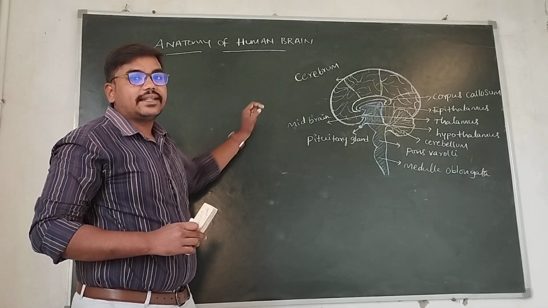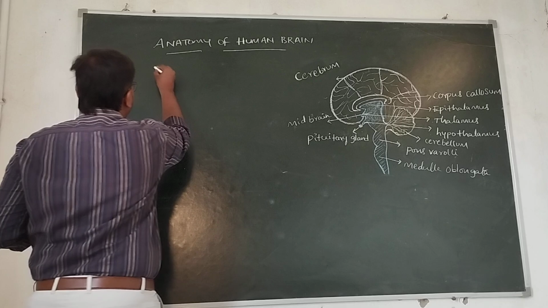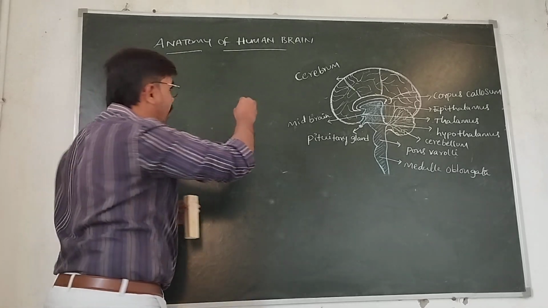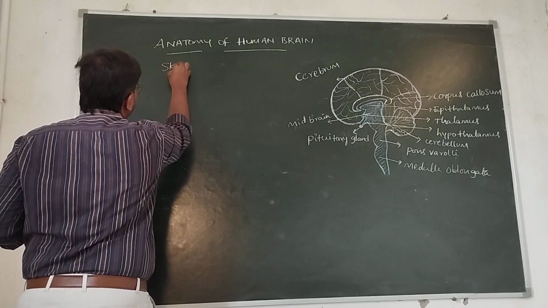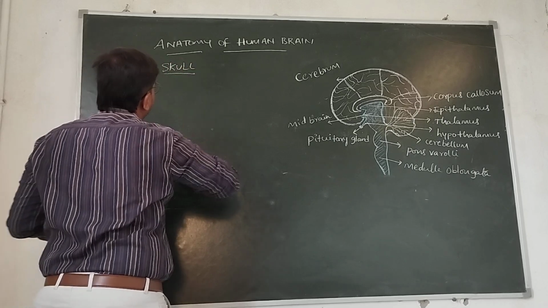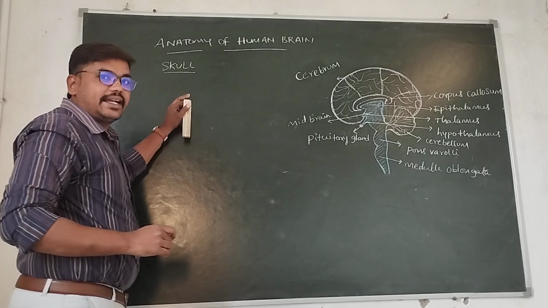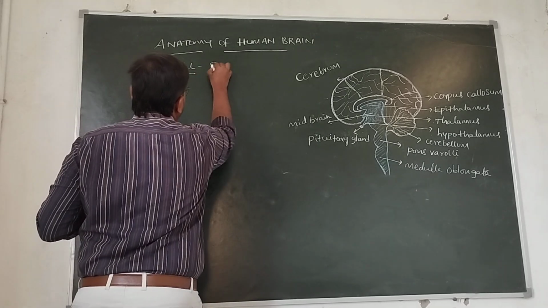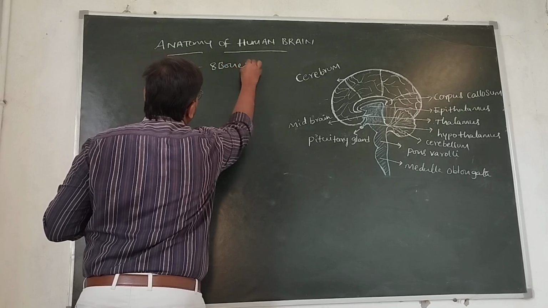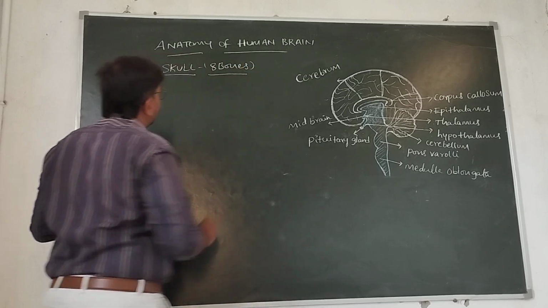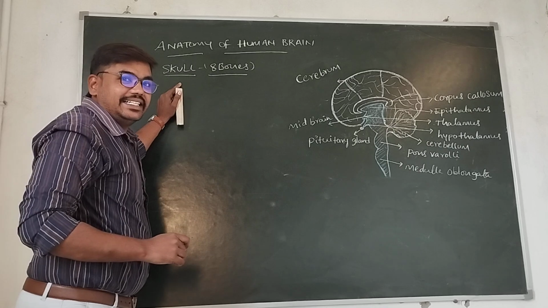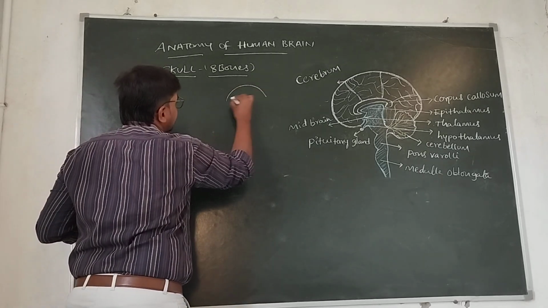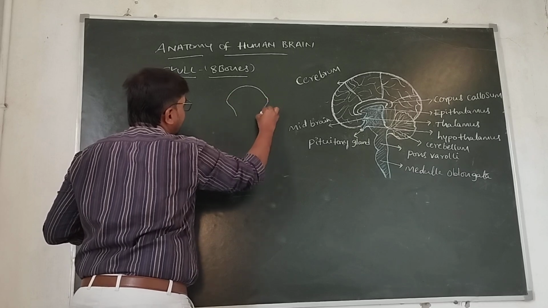The brain is located in a hard bony box called the skull. The skull is nothing but the cranium. It is made up of 8 bones. The skull is very hard.